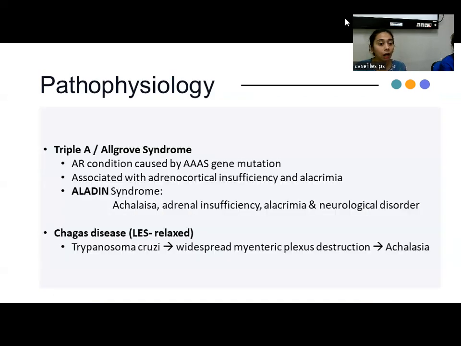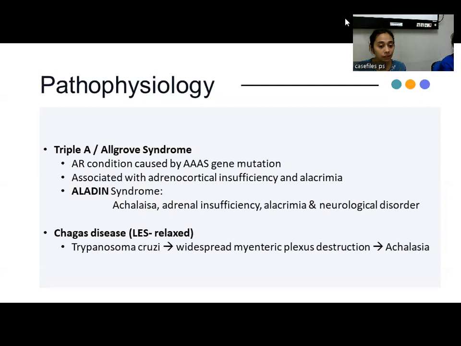Achalasia is associated with AAA or Allgrove syndrome. It is an autosomal recessive condition caused by the AAAS gene mutation. It is associated with adrenocortical insufficiency and alacrimia. There's also Triple A syndrome, which is associated with achalasia, adrenal insufficiency, alacrimia, and neurological disorders.